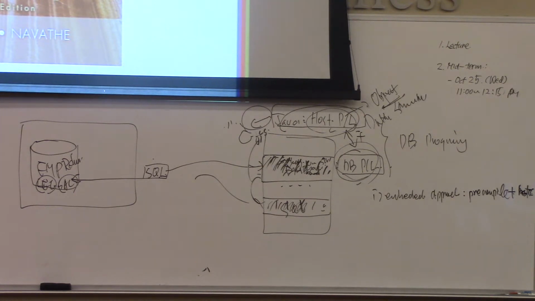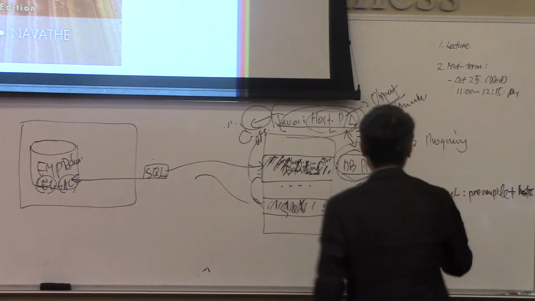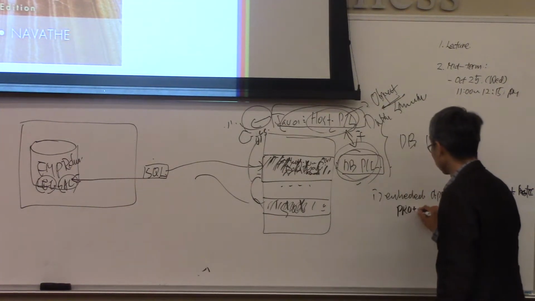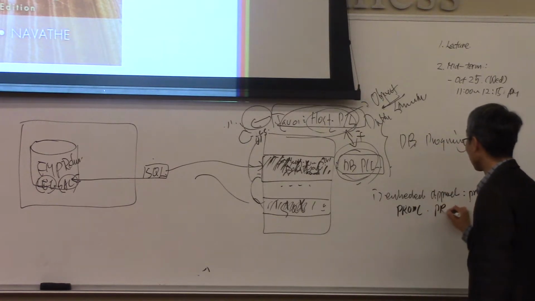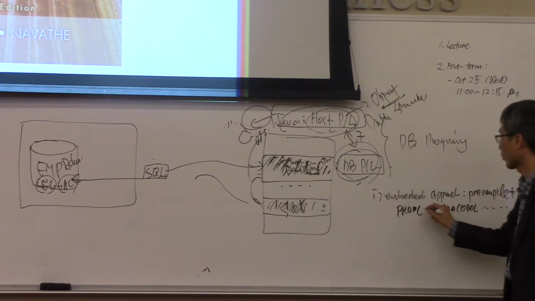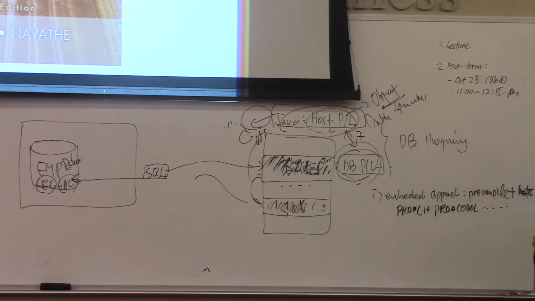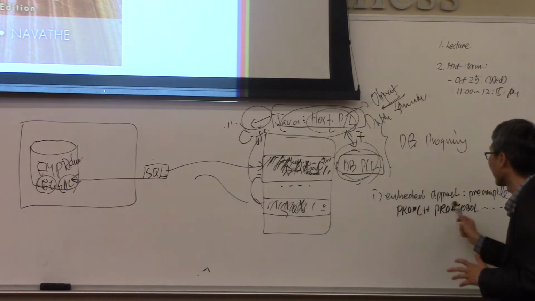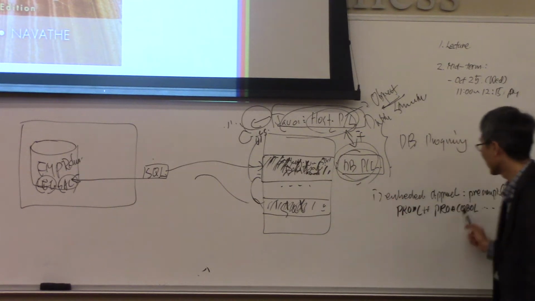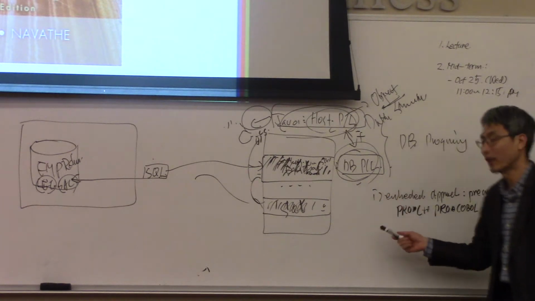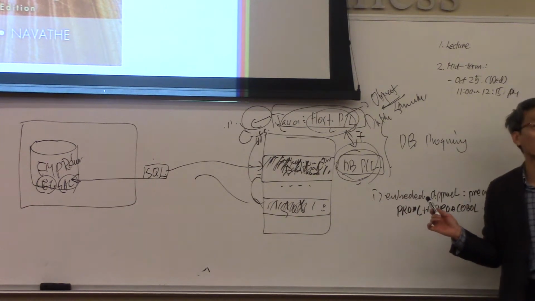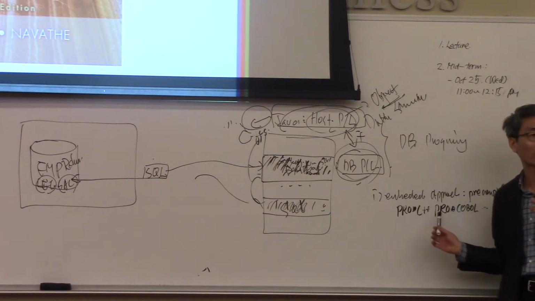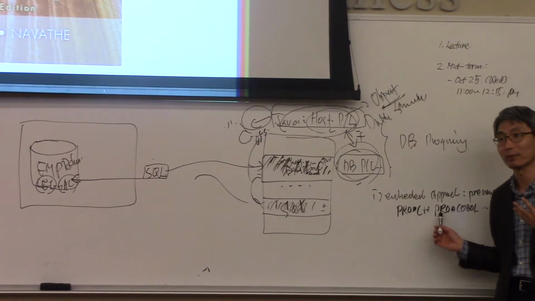The DBMS vendor provides it. For example, Oracle provides Pro*C, Pro*COBOL, or Pro*C++, which means this part will be compiled by, in case of C, Pro*C, in case of COBOL, Pro*COBOL. As you can see, mostly old-fashioned, low-level program languages use such an embedded approach.